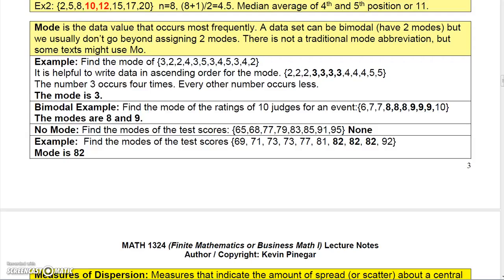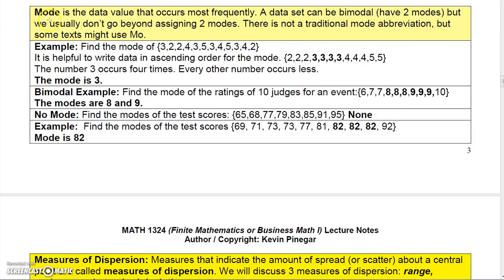Now, the next statistic involving a central point is mode. Mode is the data value that occurs most frequently. We won't spend too much time on this, but here you have all of these data values, and the mode is easier to notice if you put them in ascending order. Notice if I write them in order, I can easily see which ones occur more than once, and I can see that the 3 occurs more than any other value. So for this example, the mode is 3.